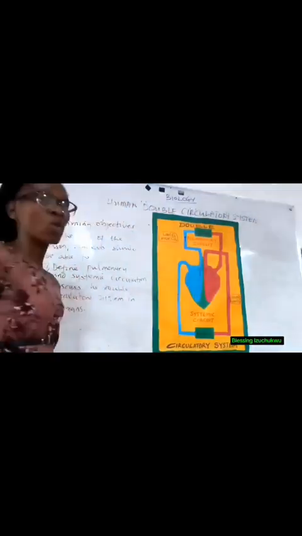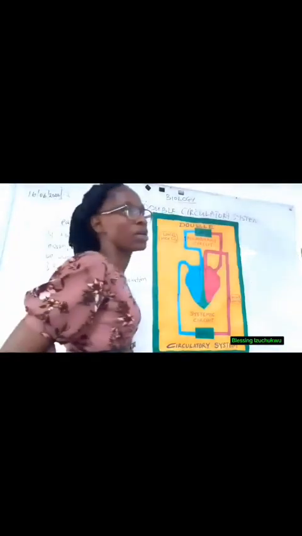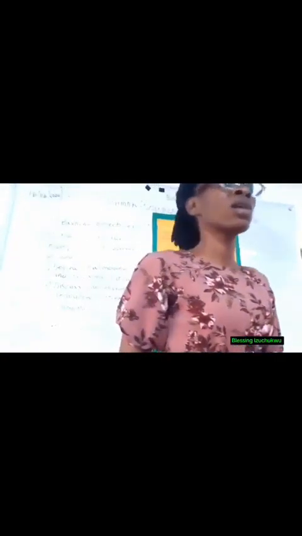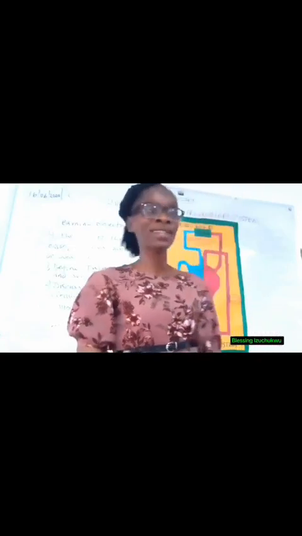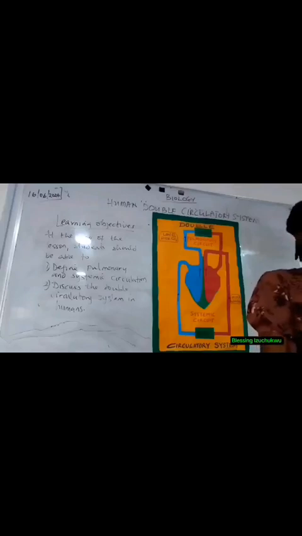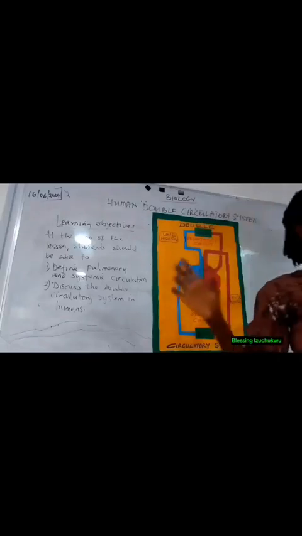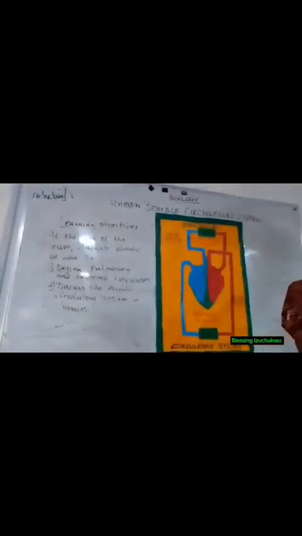In our class today, we are looking at another aspect of the circulatory system which we started in the previous class. Our topic today is the human double circulatory system. In our previous class, we learned about the blood vessels: the veins, the arteries, and the capillaries. We also talked about the structure of the heart. Remember, we said that the heart consists of 4 chambers: left and right atrium, left and right ventricle. So we are still going to apply that knowledge to explain the concept of the human double circulatory system.